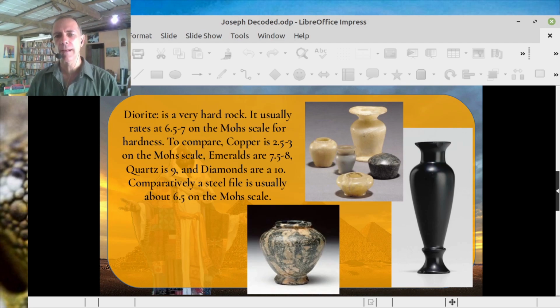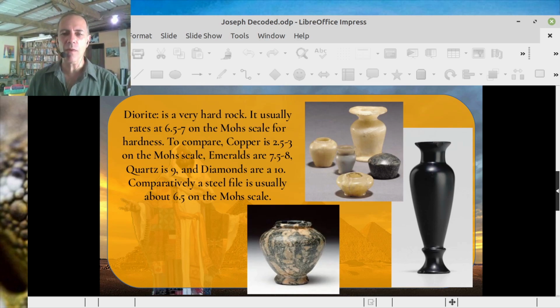Why is that important? Well, there's a couple reasons here. When you're looking at these objects, you're looking at very high quality objects. These vases, these urns, whatever they may have been, are delicately done. Some of them are very small. You're not pounding on these with a hammer and a chisel. That's important to remember.